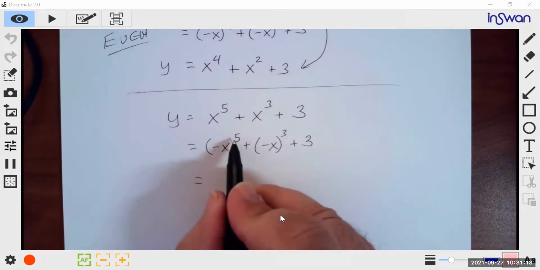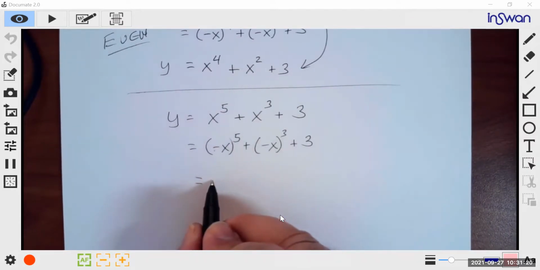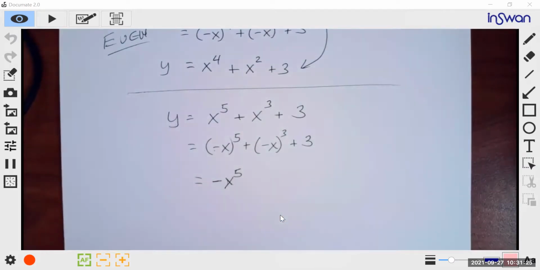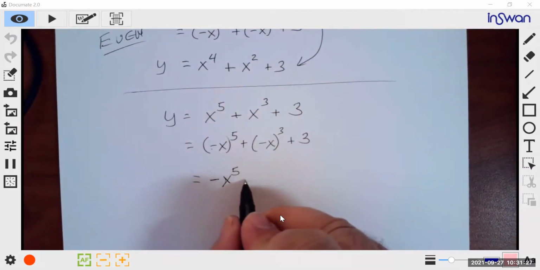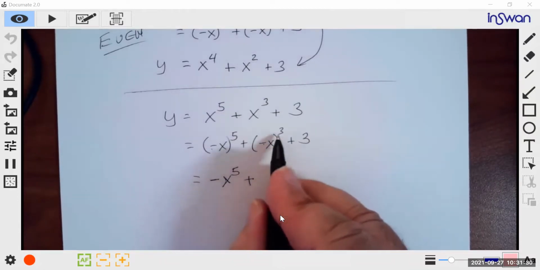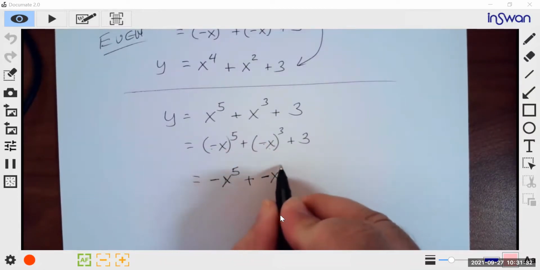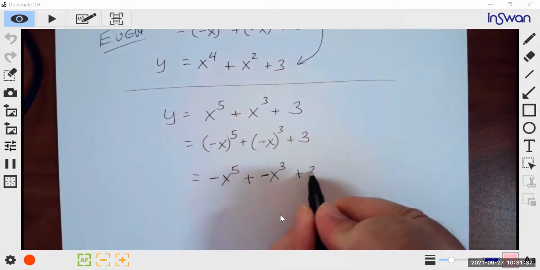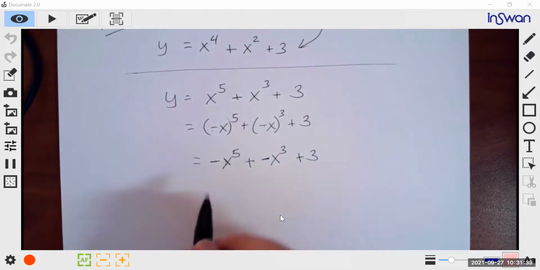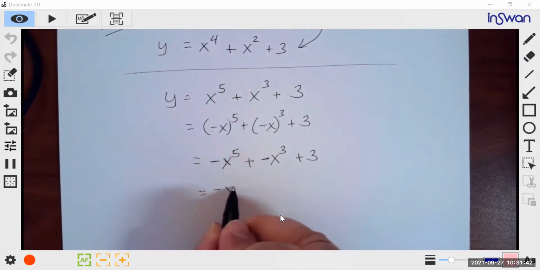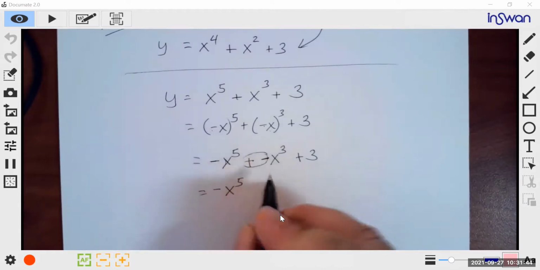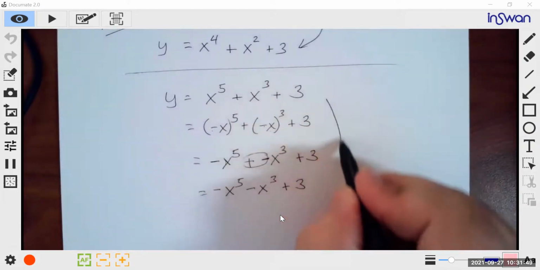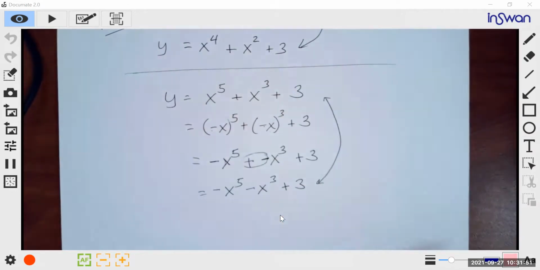Again, negative x to the fifth becomes what? Negative x to the fifth. Negative x to the third becomes negative x to the third, plus 3. So it's negative x to the fifth minus x to the third plus 3. Are they the same? Are they opposites or the same or what?